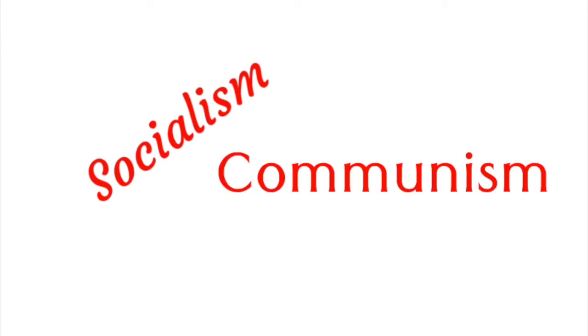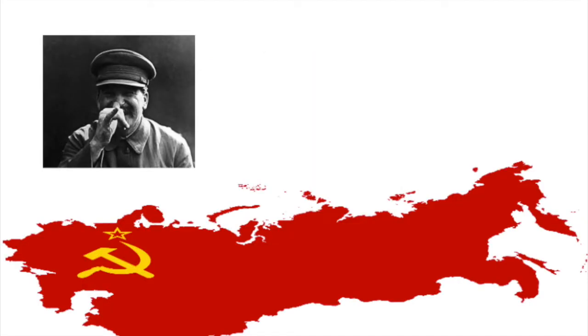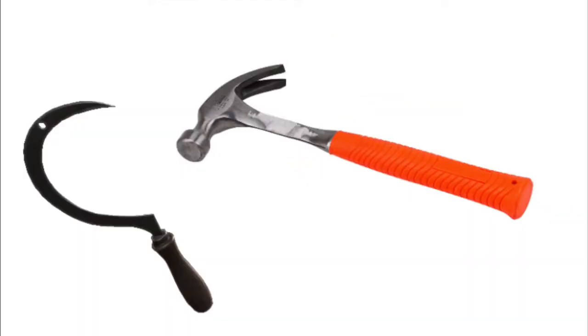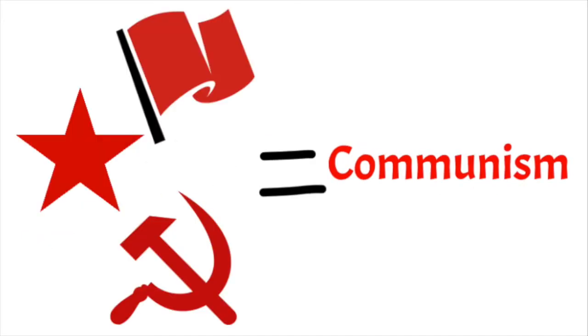When you hear the words socialism and communism, there are three things you mostly think of: Stalin, the USSR, and the hammer and sickle. But why are two garden tools a symbol for an ideology like communism? Why are all these symbols a symbol for communism? Well, today, that is what I'm going to answer.